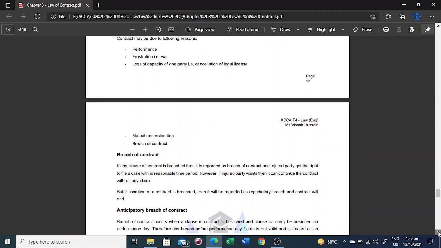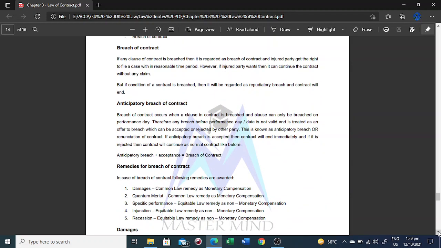Then mutual understanding, and third is breach of contract. Breach of contract occurs when any clause of the contract is not treated as it should be. It is then considered a breach of contract, and the injured party, the one who is being affected, can file a case or sue the other party within a reasonable time period. However, if the injured party does not want to sue, and rather wants to continue the contract without any claim, they can do that as well.